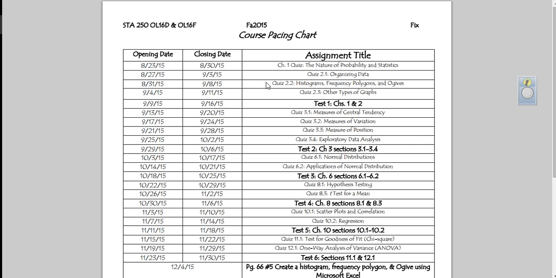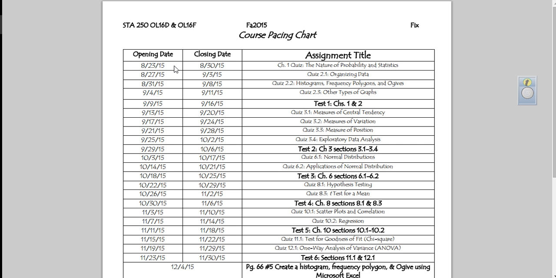This is your course pacing chart. It's located in the syllabus tab. I'll show you where that is in just a moment. What this has listed is when an assignment will open and when it'll close. Now, the suggested homework assignments, which you will not turn in for a grade, are open as soon as I create them, ready for you to take a look and start working on.